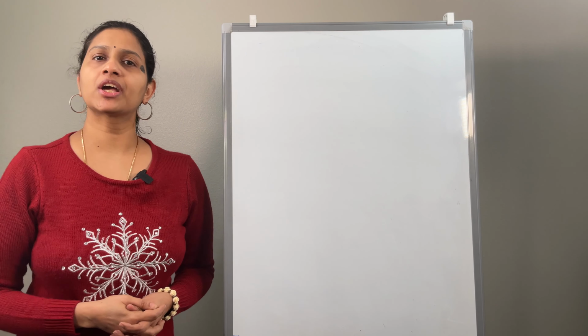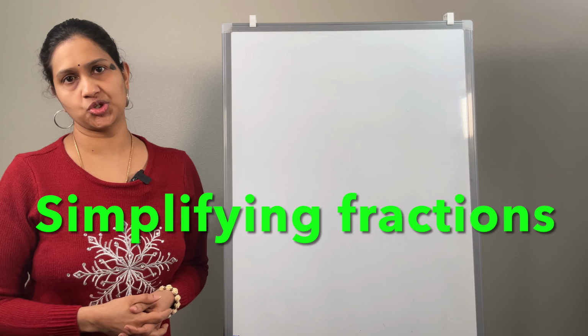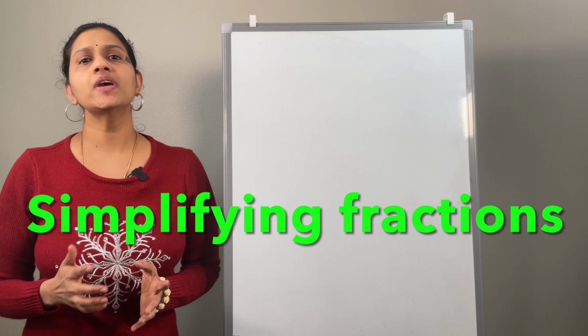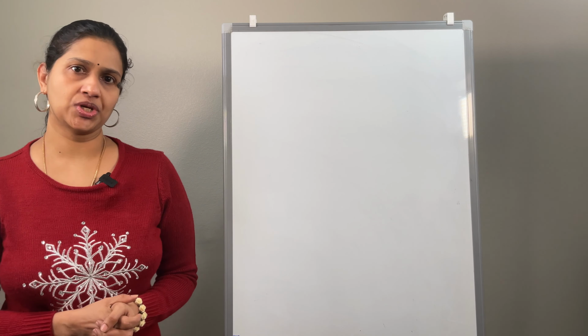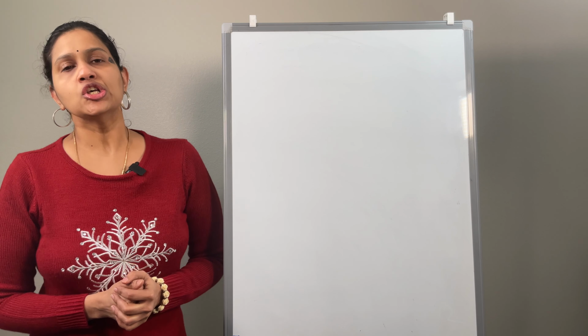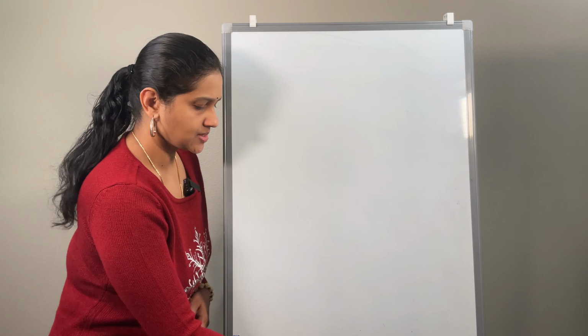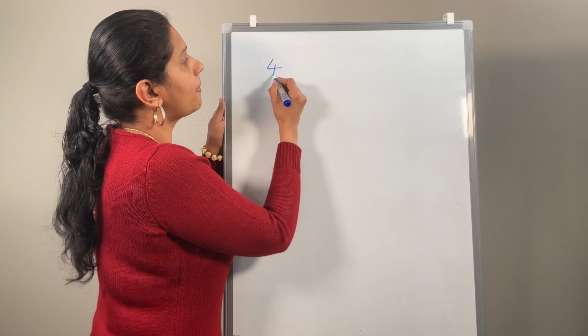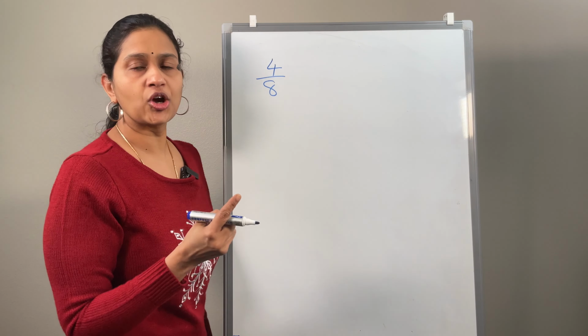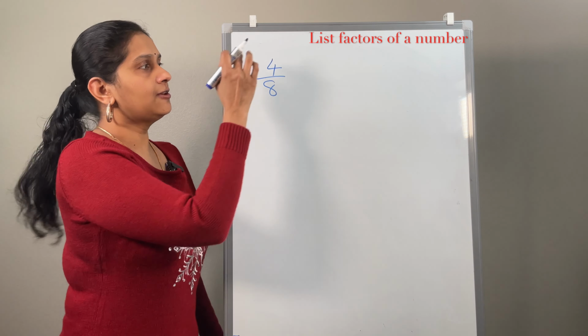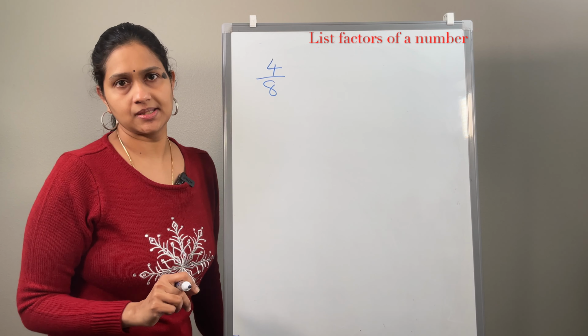Today we are going to talk about simplifying fractions. There are mainly two ways of simplifying fractions. We will see one by one. So three important points to remember regarding simplifying fractions are, suppose you are given a number say 4 by 8, the first point is you have to find the factors of these numbers.